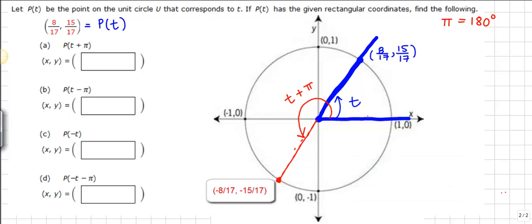Likewise, if I want to look at the angle t minus pi, I would measure to t, and then I would subtract 180 degrees or pi radians, and you can see that I land in the same standard position. So these two, the point associated with t plus pi, and actually those are both negative, would be negative 8/17, negative 15/17. This actually lands on the same terminal side for t minus pi.